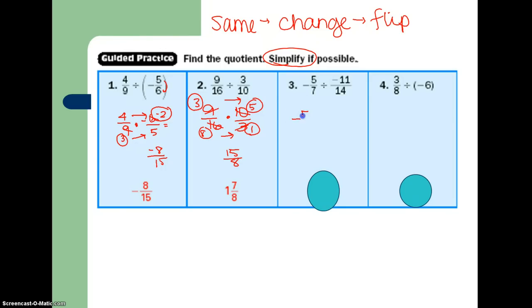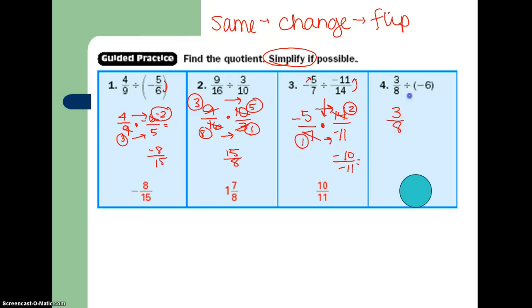Number 3, negative 5/7. Again, I'm just going to bring the negative up with the numerator. Change to multiplication. Flip the second fraction. Divide out the common factors. Both divide by 7, 7 and 14. Now we multiply straight across. Negative 10 over negative 11. Two negatives make a positive, 10 over 11.